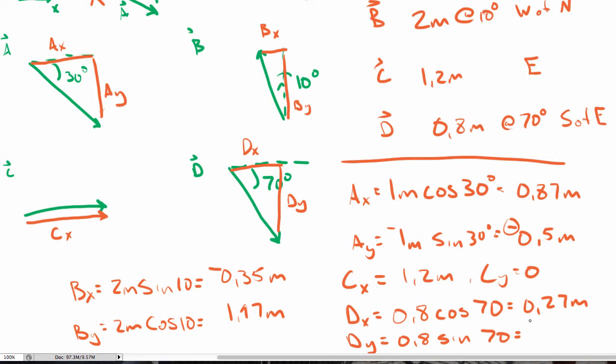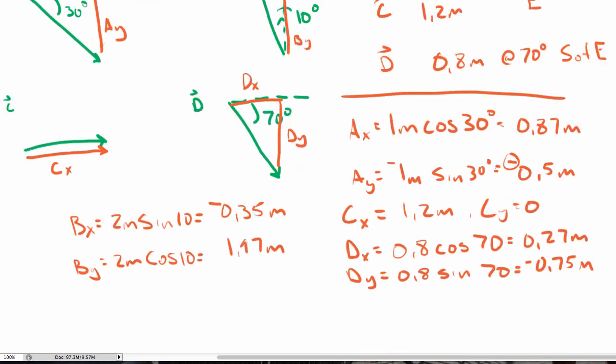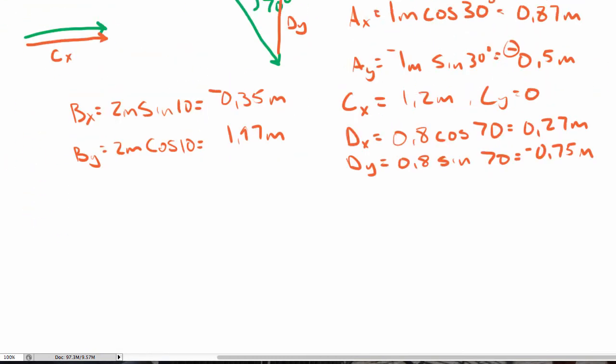And that's going to be equal to 0.75 meters. And again, dy is pointing down from the origin. That means that's got to be negative. All right, so I've done all the hard work here. I've broken up all my vectors into their components. Now I just need to add them together to get my final vector.